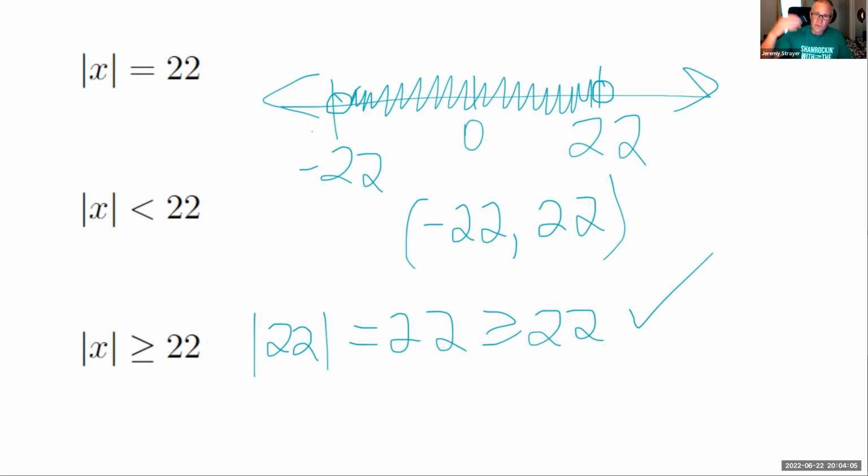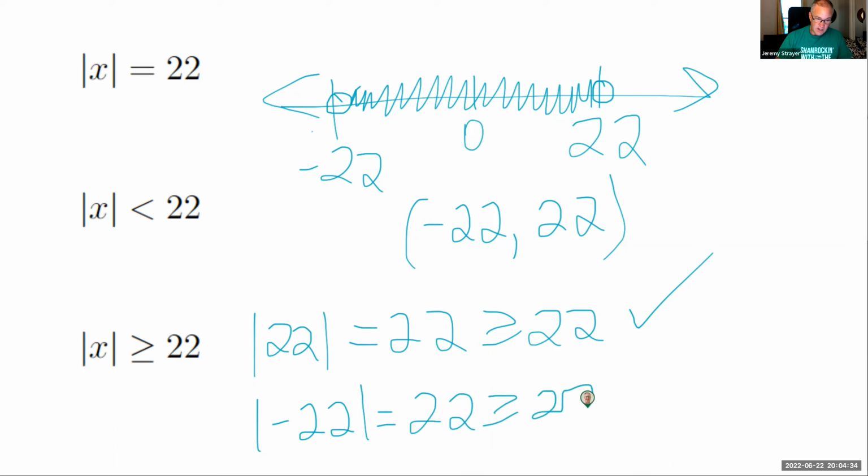If x is 23, 24, 25, or even 22.117 or something like that, anything bigger than 22 will work. So anything less than 22, like x is 20, that doesn't work. 10, 0, negative 5, negative 10. But we realize that if x is negative 22, then things start to work again, because the absolute value of negative 22 is 22, and that is greater than or equal to 22.